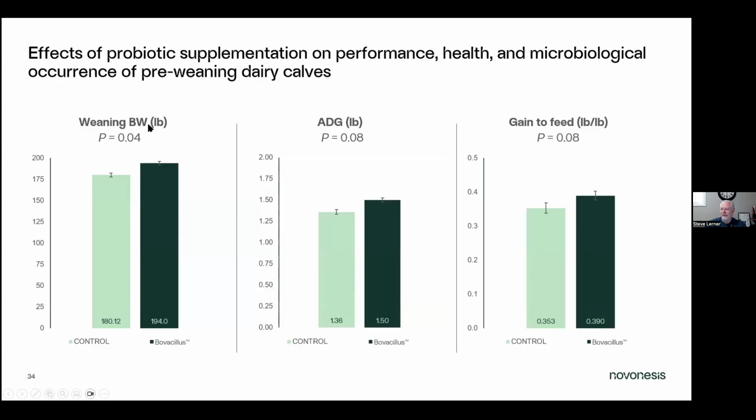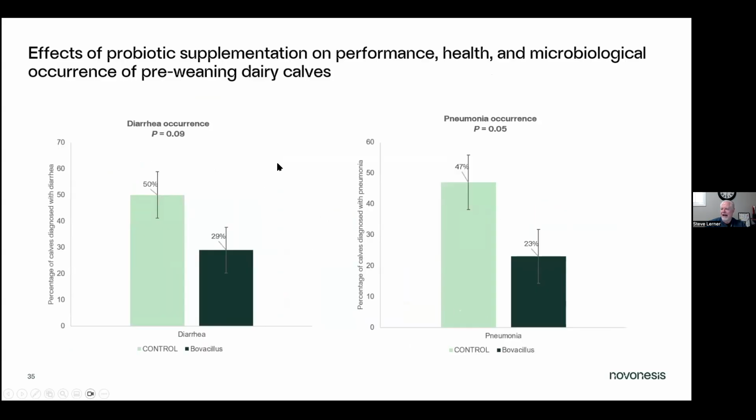Turning now to the results by bar chart, for those of you who prefer chart over prose, if I look at the weight gain, it was highly significantly better. The average daily gain was tendency to be improved, as was the gain per feed. If I look at the occurrence of diarrhea, it was almost cut in half. The occurrence of pneumonia was cut in half.